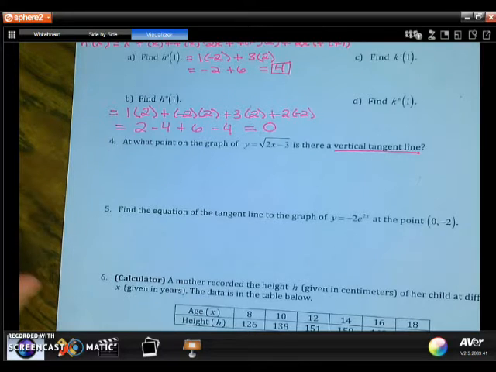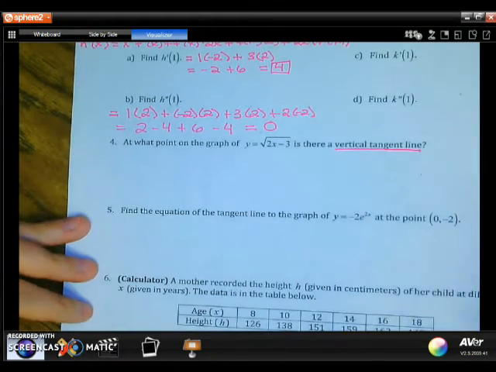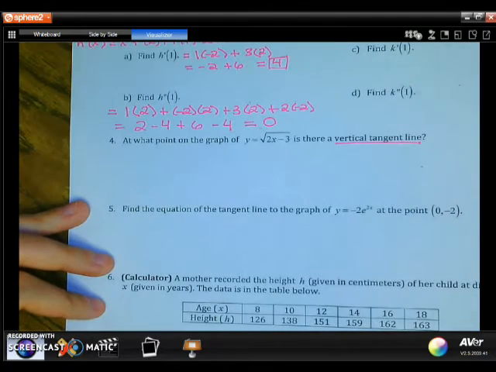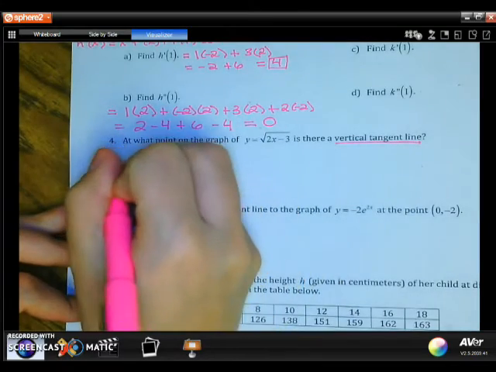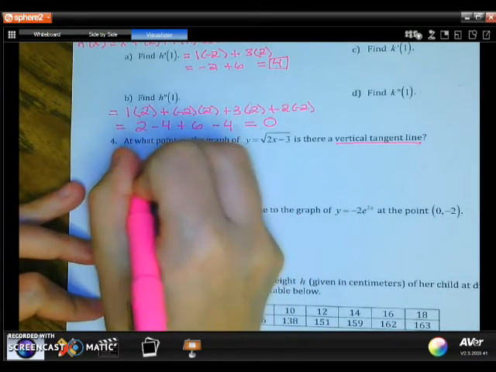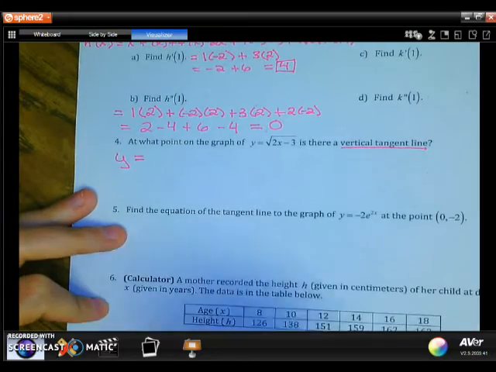So really what this is saying is take a derivative and then you're probably going to end up with some sort of a denominator, because that's how you're going to get a vertical tangent line there. So we're going to take a derivative and then set the denominator of that derivative equal to 0. So that's our goal. So first what I'm going to do is recopy or kind of rewrite the original.